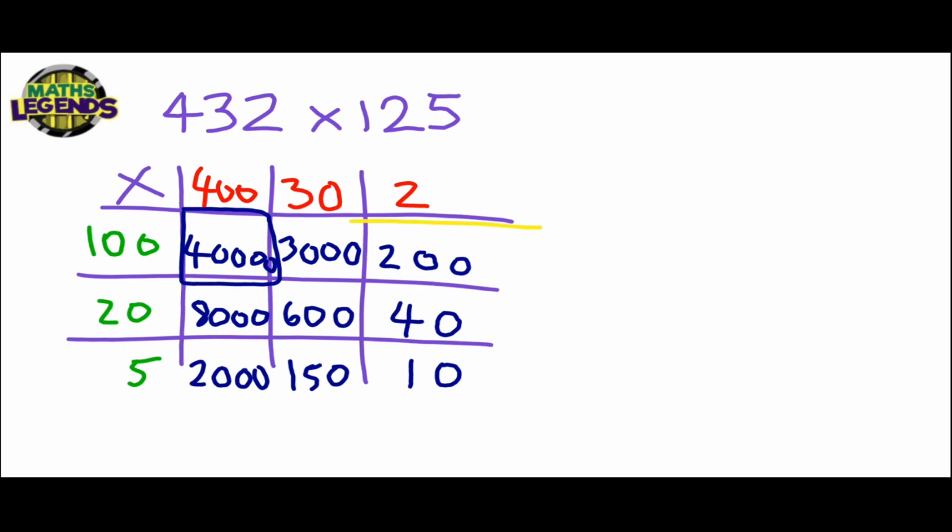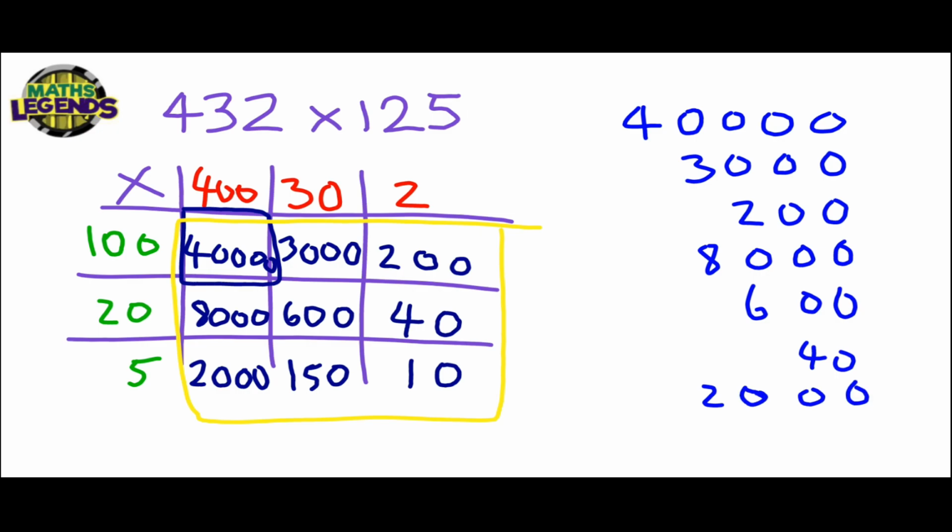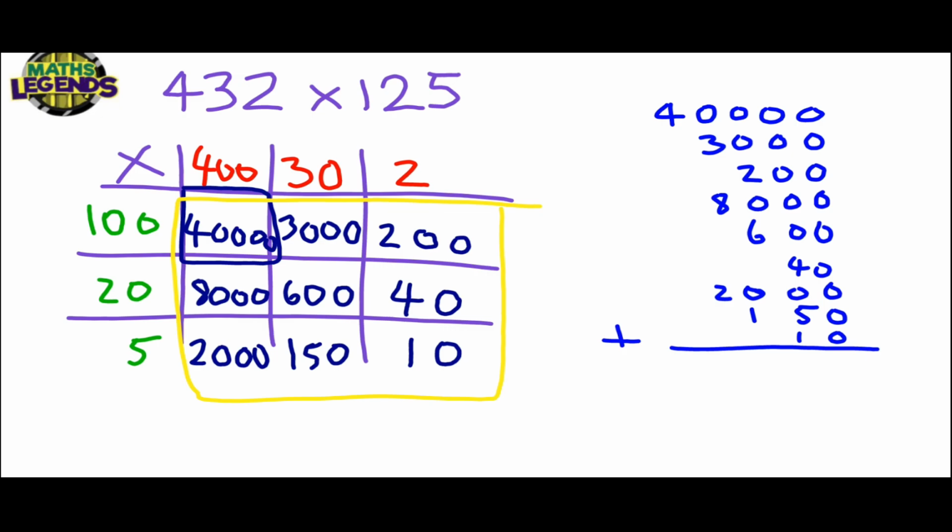Then we add the numbers that we just wrote in the middle, keeping each of the units, tens and thousands aligned. So we get 40,000. Then 3,000, 200, then 8,000, and 600, and 40, and 2,000, and 150, and 10. So here we just have more numbers to add up.